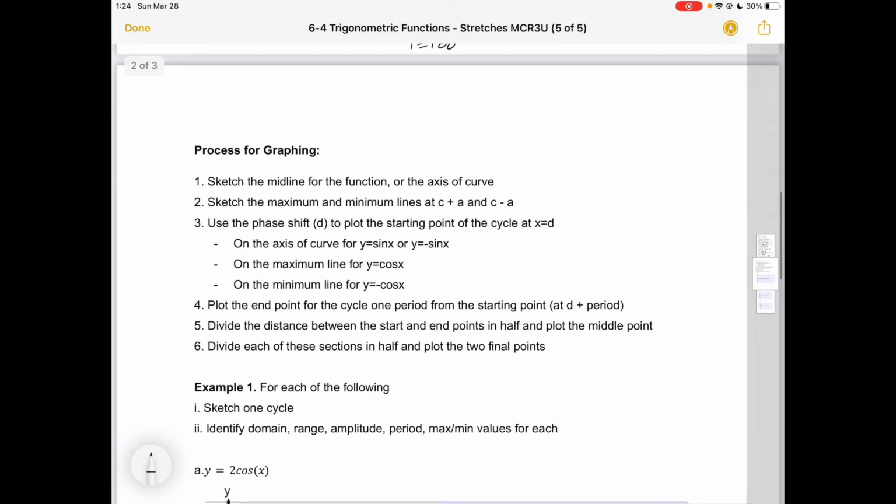So let's take a look at graphing. Really, these are the same steps that we did for the trigonometric functions, the translations. We're going to sketch our midline, sketch the max and the minimum lines, use your phase shift. We don't have any phase shifts here. And then we're going to plot the endpoints for the cycle. So one point at the starting point, and then at D plus the period. Then we're going to divide the distance between the start and end points in half, and then we'll divide each of those sections in half and plot the 2 final points. These are especially useful when you have a horizontal compression.